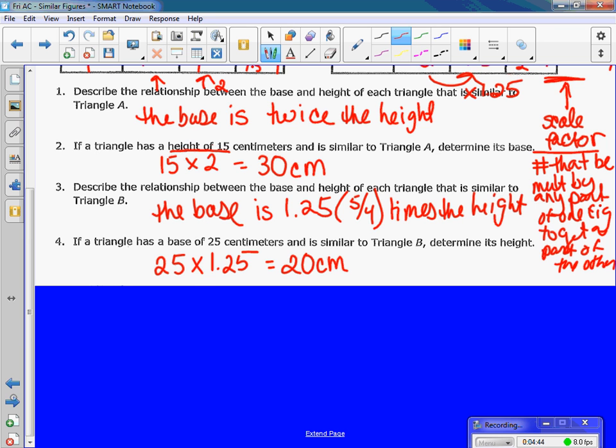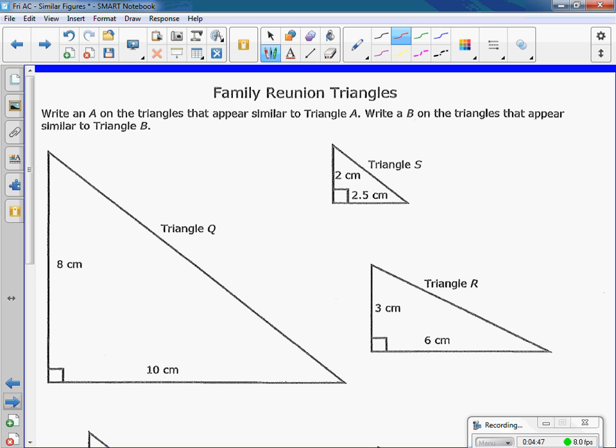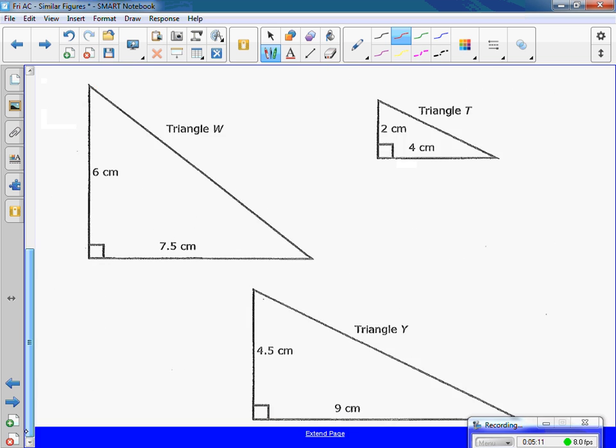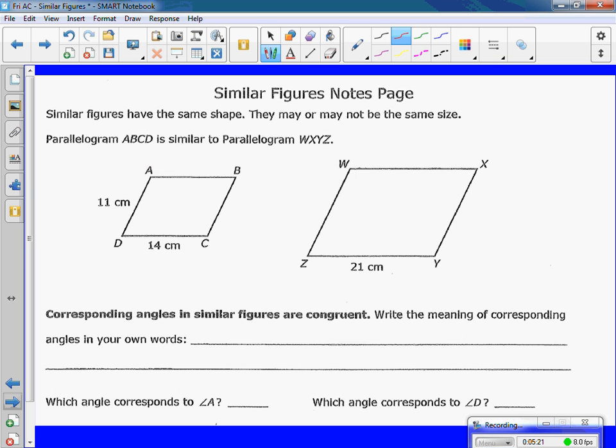Okay. So the next part is you were supposed to take these triangles and write on them what triangle it was similar to. So as we filled out on the chart, this was B and B and A, because this one was 2 times and this one was 1.25 times. Okay? This one was 1.25 times. Okay? This one would be B, A, and A. Right? So that was the first part of what we were doing today.